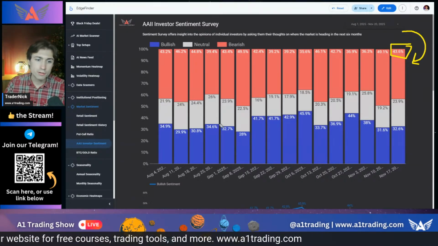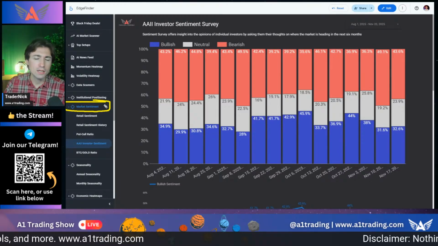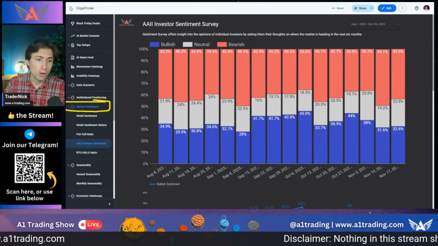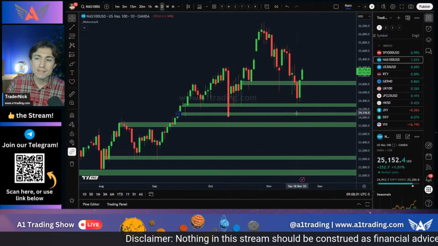Crowd sentiment still very pessimistic. Keep an eye on your sentiment gauges. If you don't have these on your charts, you're missing a key piece of this puzzle. Part of the reason I think this market wants to rally is just to go against the crowd sentiment, which is very pessimistic.